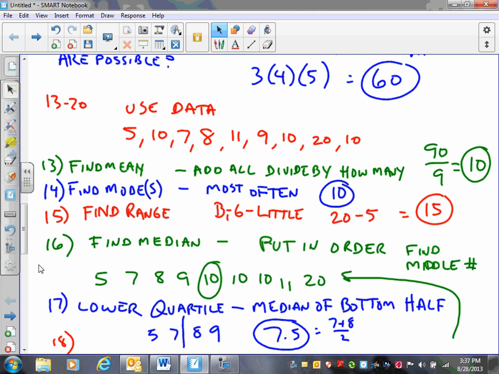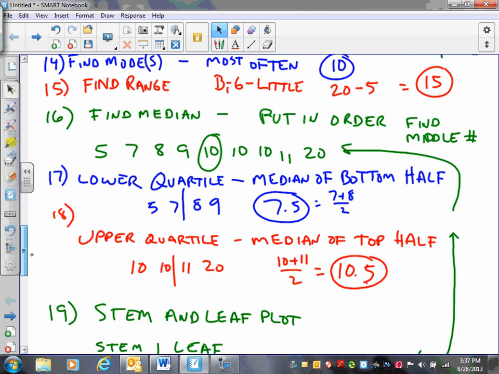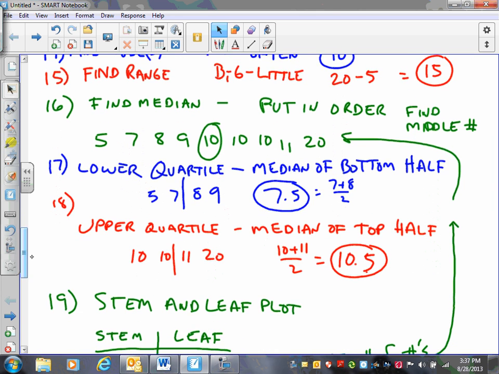Then you have to find the lower quartile. The lower quartile is the median of the bottom half. So I look at anything that's below my median: 5, 7, 8, 9. I have 4 numbers. That means the 2 middle numbers, the 7 and the 8, we have to add together and divide by 2 to get 7.5 as my lower quartile.